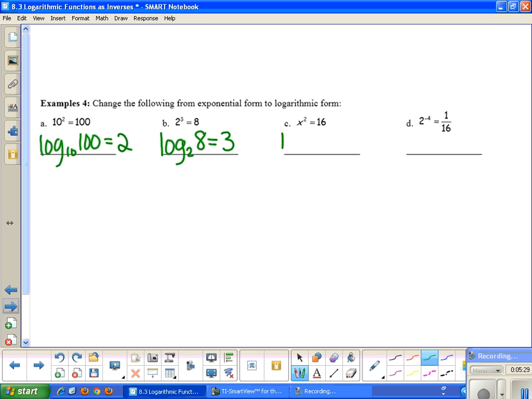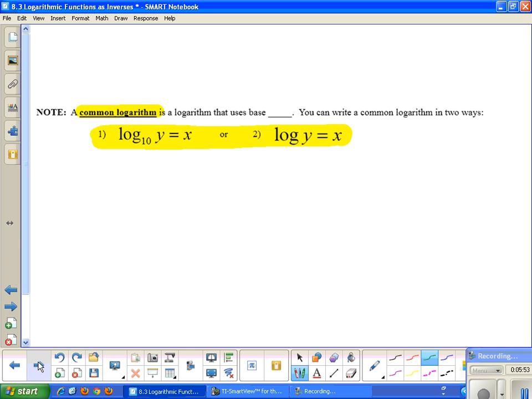For the next one, the log, and the base in this case is x, so log base x of 16 is equal to my exponent, which is 2. And for the next one, this would be the log base 2 of 1 over 16, which I'm going to put in parentheses, is equal to my exponent, which is negative 4. So that's changing from exponential form to logarithmic form.